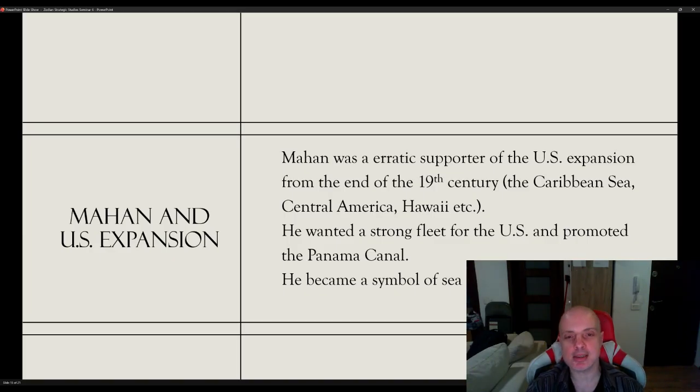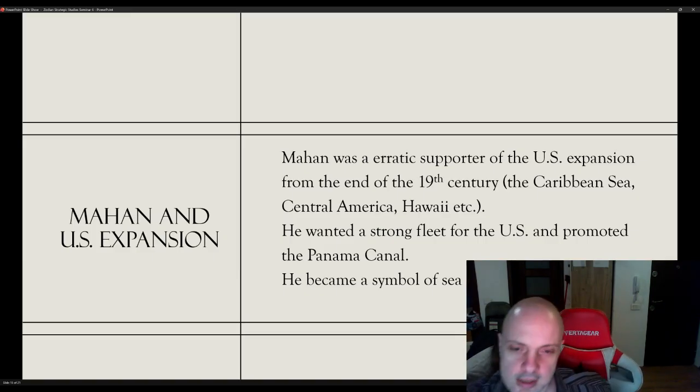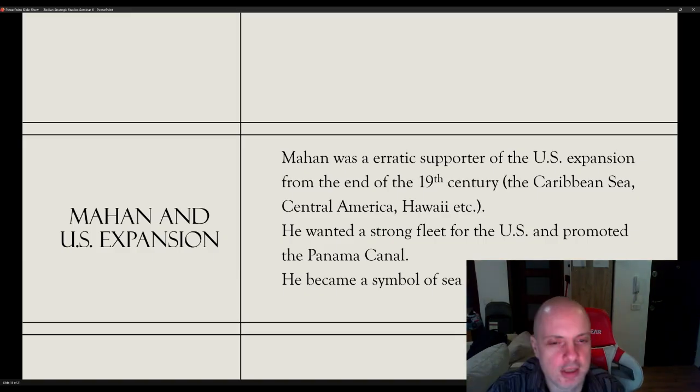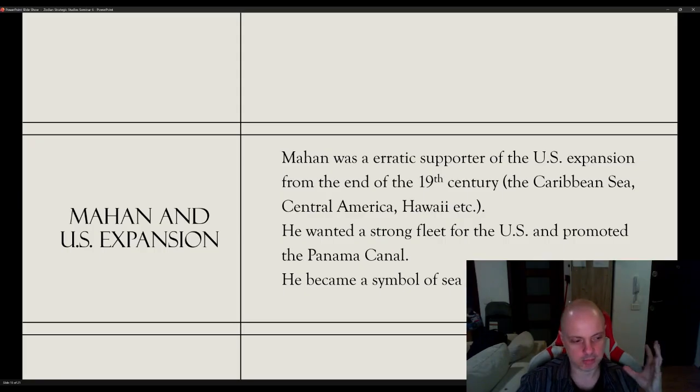He was erratic, meaning he didn't have a precise project of expansion. He changed his mind often, and he was more of a symbol than a decision maker. So even when politicians used Mahan, like Theodore Roosevelt, they had their own projects, and he was basically the symbol of the U.S. project of becoming a great power. Now, as Crowl underlines, his most important project was for the United States to build a world fleet.